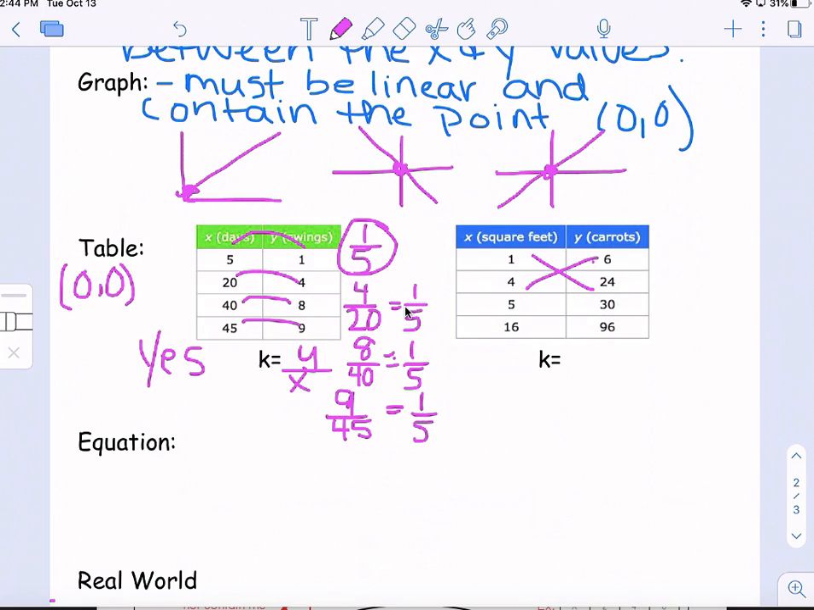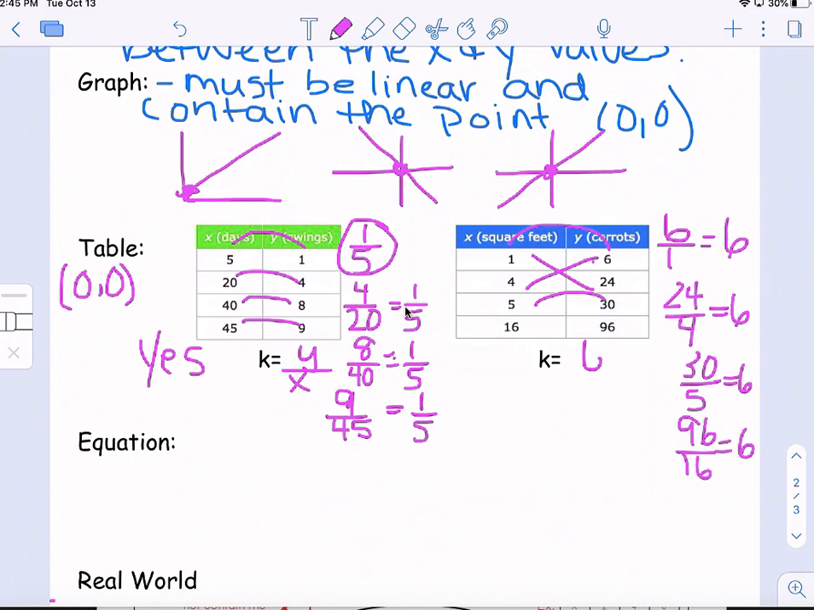If I checked the ratio of the y to x values, 6 over 1, I'm going to do y over x is 6. 24 divided by 4 is 6. 30 over 5 is 6. And 96 divided by 16 is also 6. So this has a constant ratio of 6. So yes, this is a proportional situation.